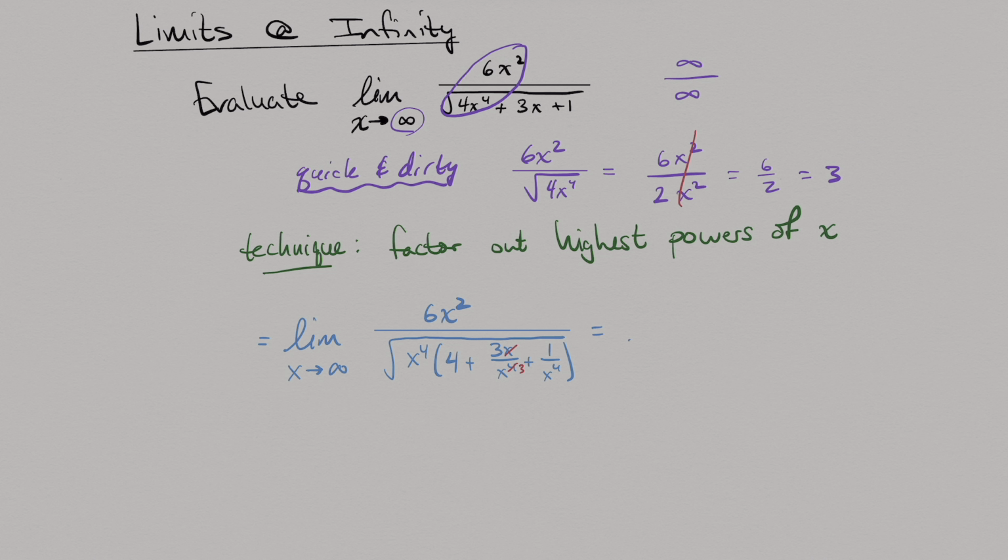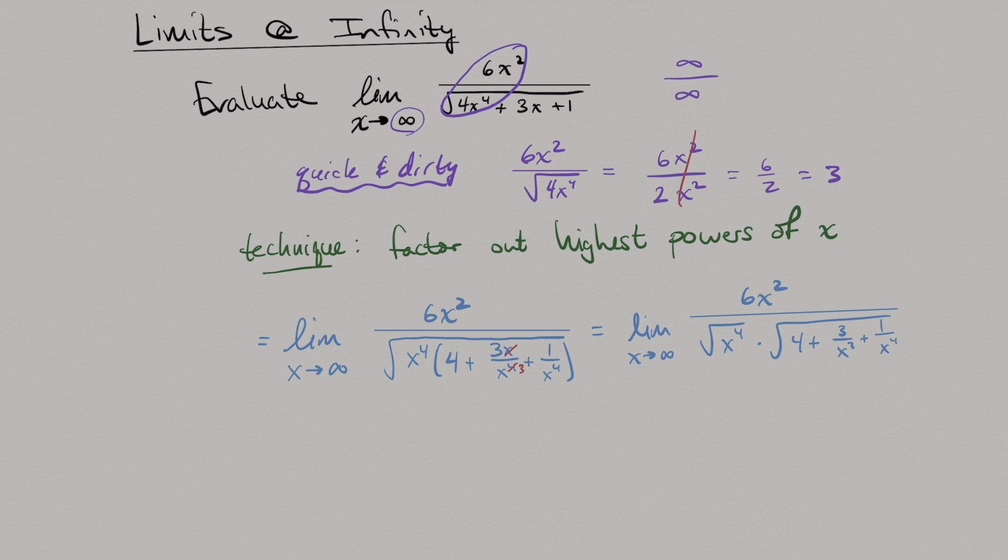So we're going to get the limit as x goes to infinity of 6x squared over the square root of x to the fourth times the square root of 4 plus 3 over x cubed plus 1 over x to the fourth. Now again, this breaking of the radical is legal because both factors back here are non-negative. When negatives are involved, you do have to be more careful.